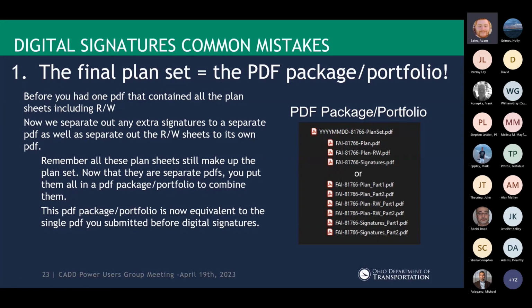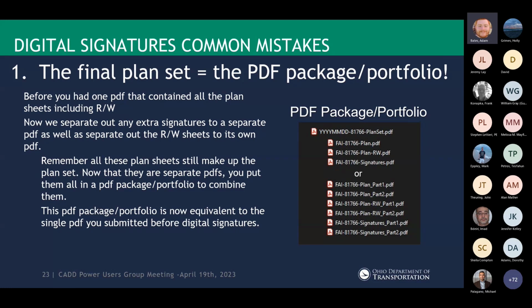So some of the common mistakes that we get a lot of are the final plan set, right? It always comes down to the naming. Like, how do we name these? What's the naming convention for these? So before, we had the right of way, the construction documents, and all the documents all in one PDF, right? Where we see this becoming a problem is if the document needs to be signed. We have the right of way that needs to be digitally signed, and we also have the construction documents that need to be signed on the title sheet, right?